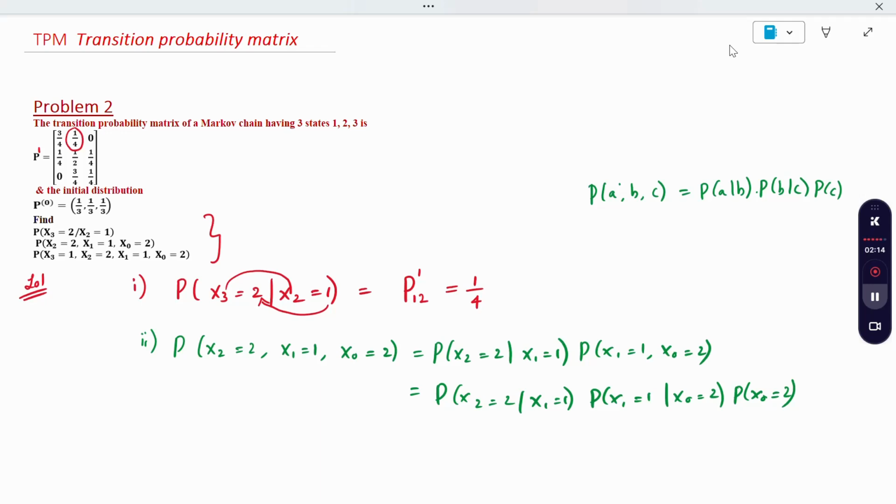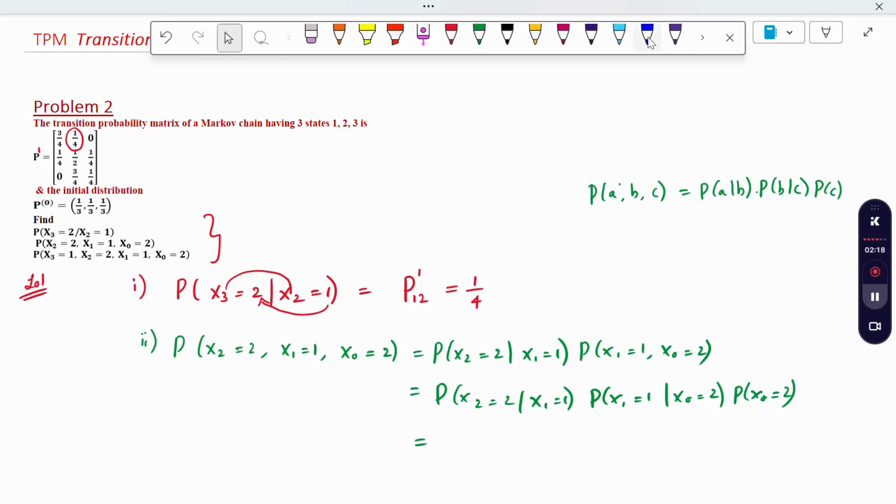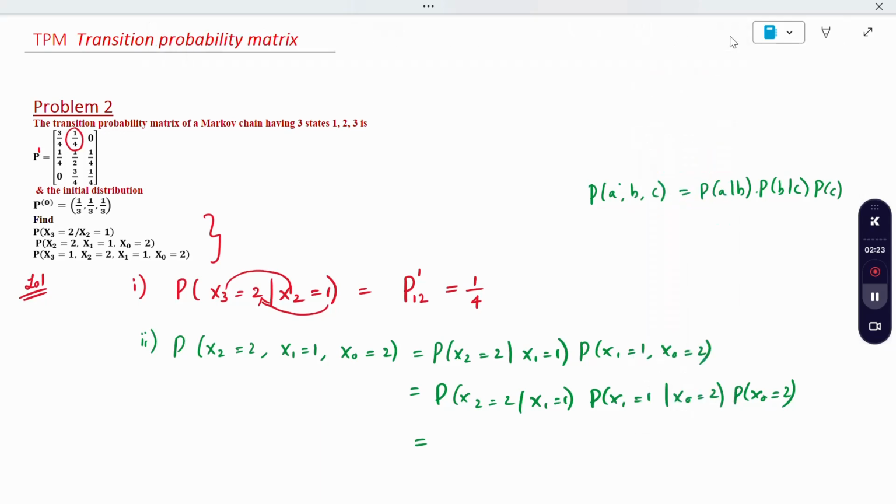Now I write the shortcut for the probability, using another color. I write P 1 2 power 2 minus 1, which is 1, then P 2 1 whole power 1. This is the initial probability at state 2. You should not make a mistake here, because they may change the question like this.